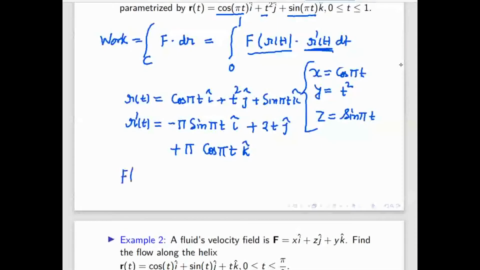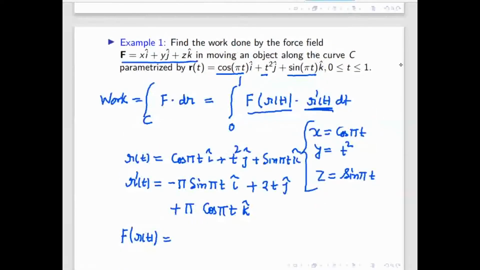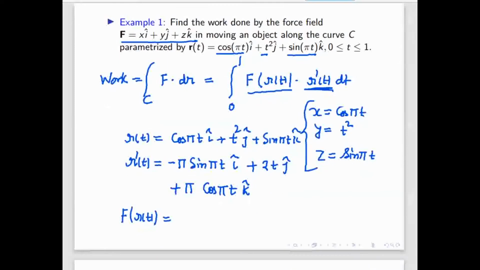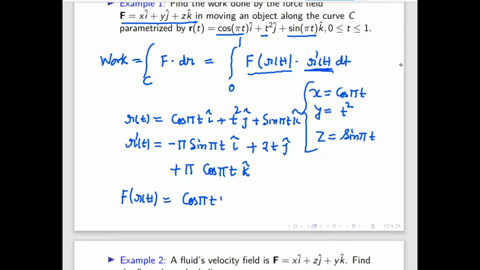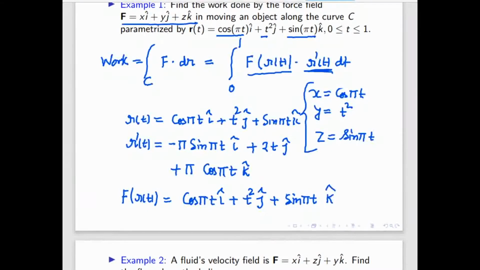Now what is the value of F at r(t)? F is given as this one. At r(t) means x, y, z will be replaced in F. We will get cos(πt) î + t² ĵ, and z equal to sin(πt) k̂. So now we have to take the dot product of this F(r(t)) with this r'(t), and then we have to apply the limit t from 0 to 1. We will get the value of this line integral. That is the same as the work done.